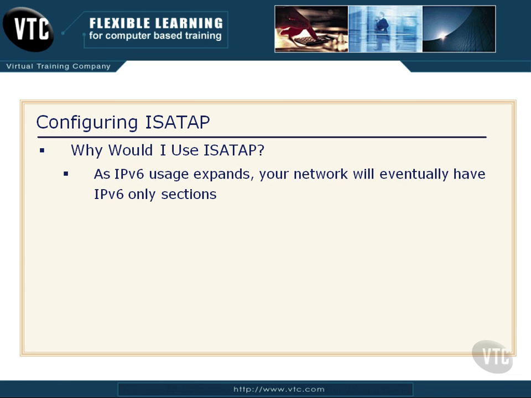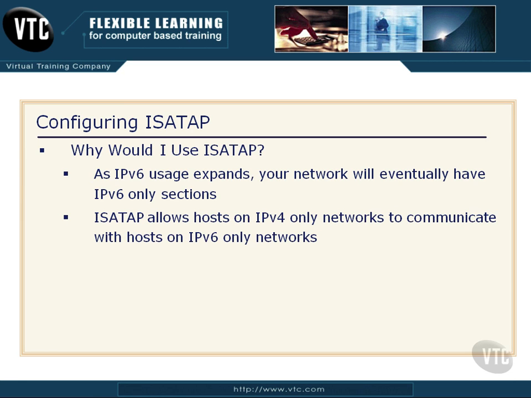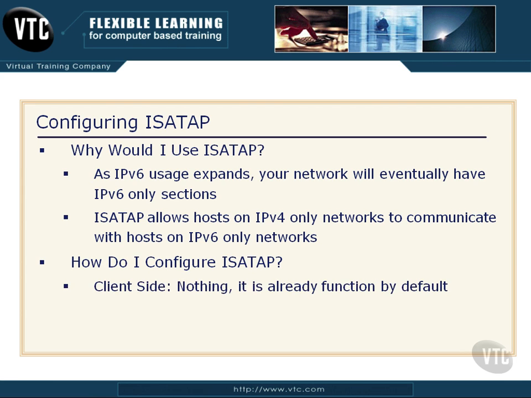Now, why would we use this? Well, as IP version 6 usage expands, and it will, even if it's not in your network right now and you're not using it, it's eventually going to happen. Once you start converting to IP version 6, you're going to have parts of your network that will convert completely first. So you're going to have some IP version 6 only subnets on your network, and then you're going to have some IP version 4 subnets. ISATAP will allow hosts on those IP version 4 only networks to communicate with hosts on the IP version 6 only network.